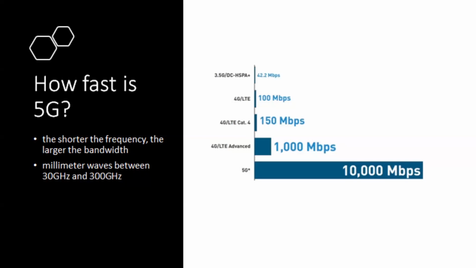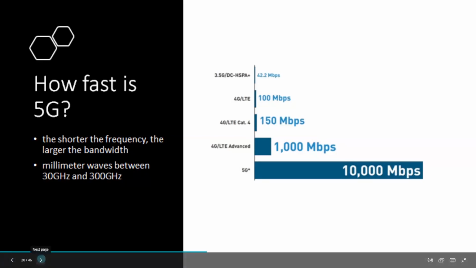Here the wavelength is shorter and the bandwidth is large. This 5G makes use of millimeter waves, and they have a range between 30 gigahertz to 300 gigahertz. So 5G is making use of these millimeter waves in its functioning.